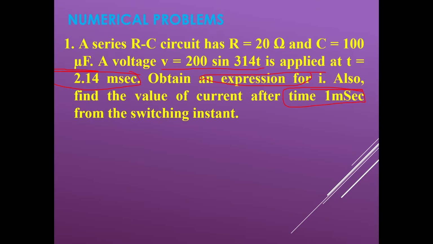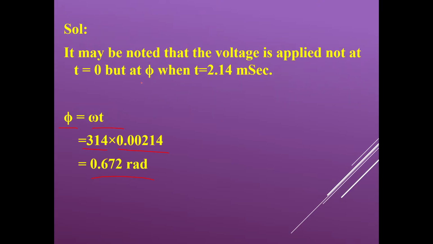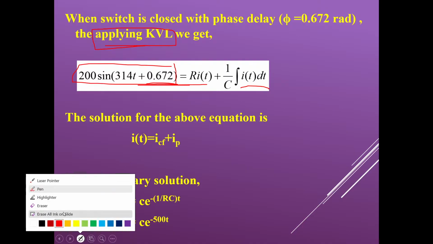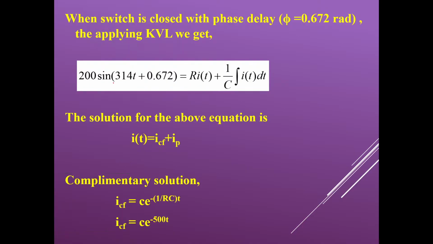But they have mentioned that it will start with some time delay of 2.14 milliseconds. That's why I've determined the phi value. So we must add the phi value in this voltage equation. I have added the phi value, 0.672. So now our KVL equation is 200 sin(314t plus 0.672) is equal to R into i of t plus 1 by C integral of i of t dt.